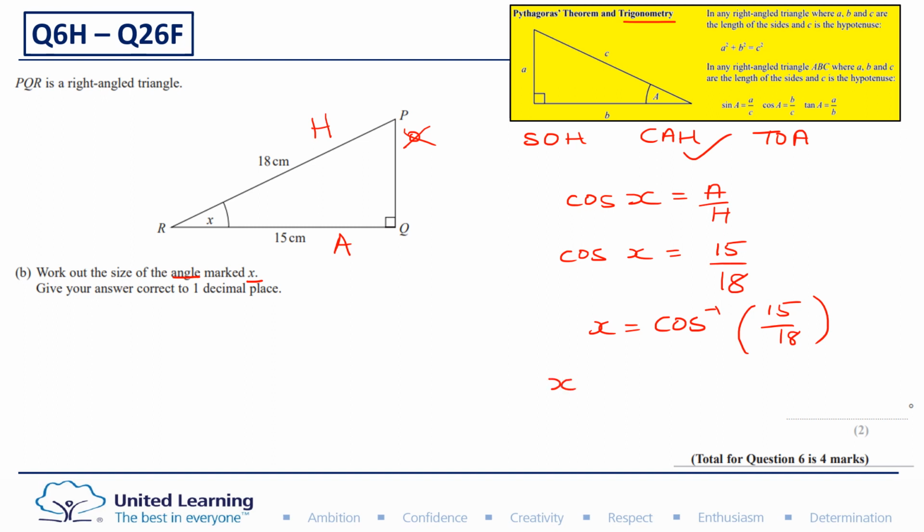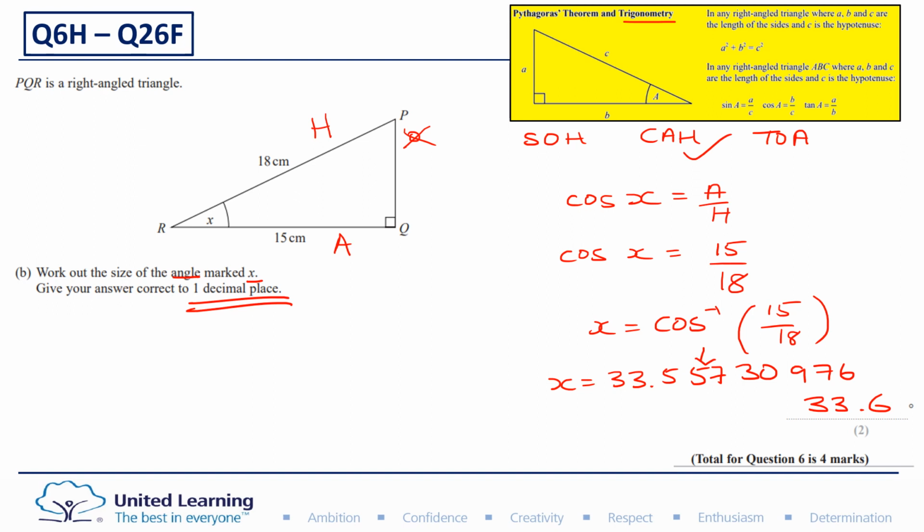this gives me x is 33.5573, etc. The question asked for it to one decimal place. Identify the second one. See if I round up or down. I'm rounding up, which gives me 33.6 degrees.